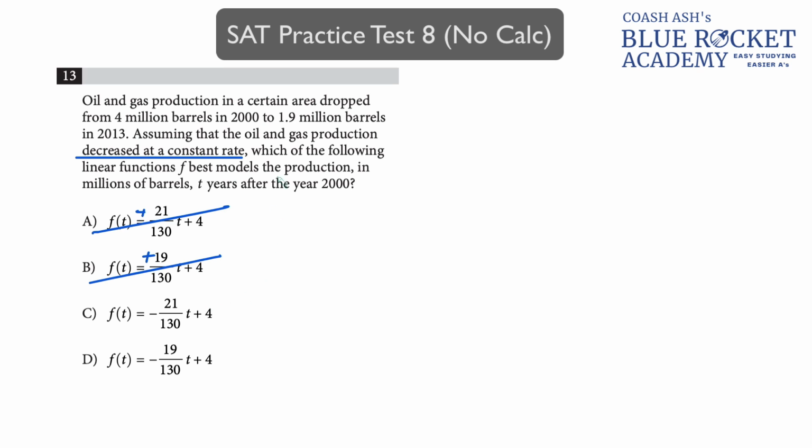Now, what's the rate? In 2000, it was, my bad, 4 million. And then after 13 years, it became 4 minus 1.9, which is 2.1. So 1.9 is the number of barrels decreased in 13 years. So this is your unit rate. Of course, it's decreased, so it's negative.